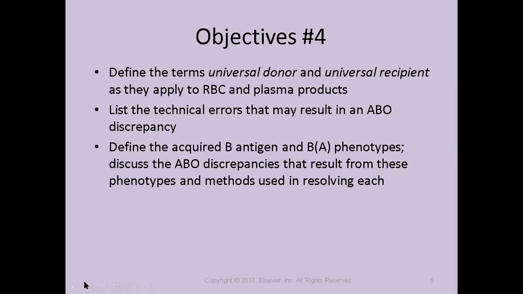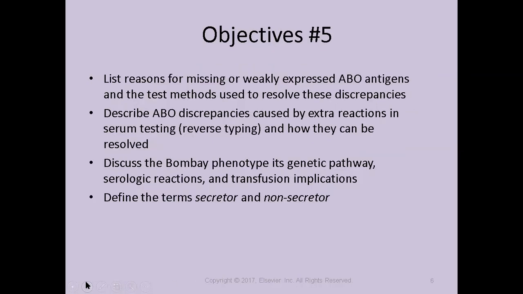Define the terms universal donor and universal recipient as they apply to both red cells and plasma products. List technical errors that may result in an ABO discrepancy. Define the acquired B antigen, the BA phenotype, and discuss ABO discrepancies that result from these phenotypes and methods used to resolve them. And one more.